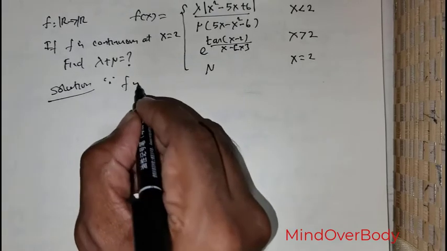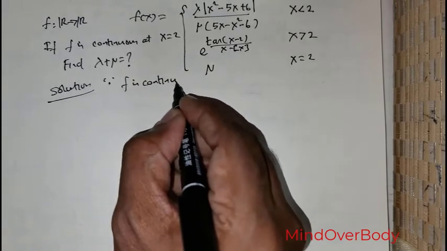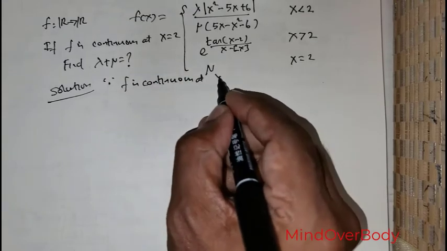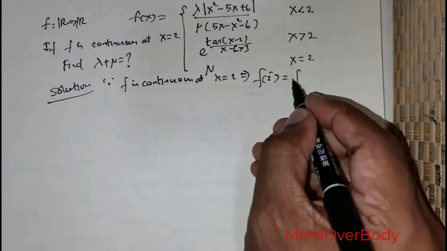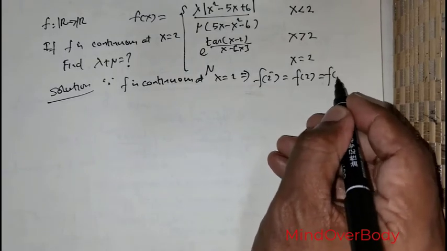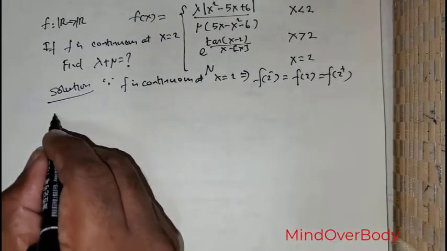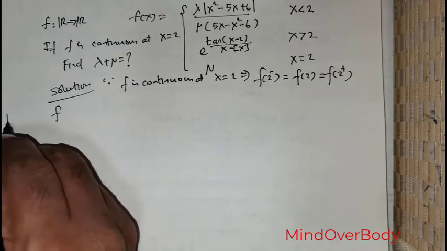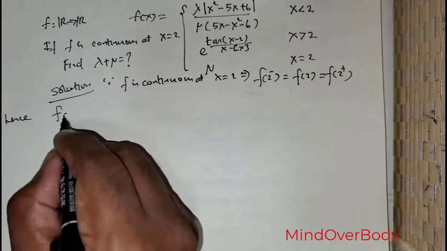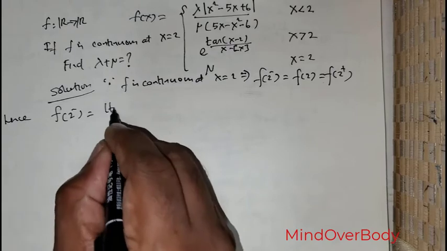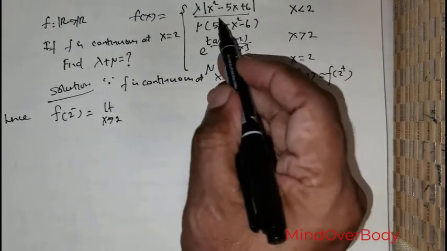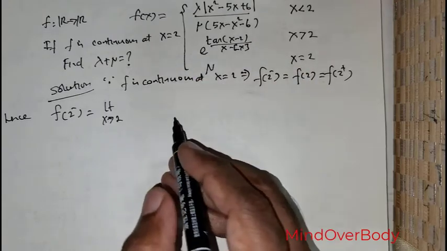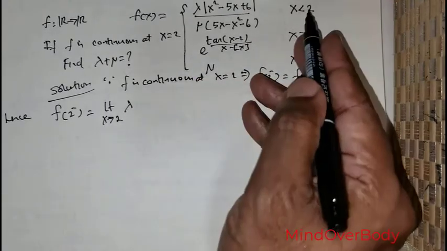Now, since f is given to be continuous at x equal to 2, this means f of 2 minus is equal to f of 2 is equal to f of 2 plus. So we will start off by finding f of 2 minus, which is equivalent to setting the limit to x going to 2 and taking the function when x is less than 2.